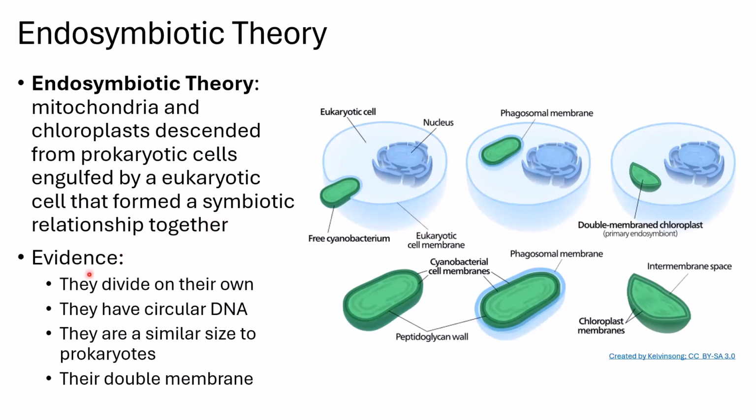Some of the evidence for this theory includes that they divide independently from the rest of the cell, have circular DNA like prokaryotes, and, if you recall from the scale of life slide in lecture 3.1, are a similar size to prokaryotes. Their double membrane may be a membrane that was formed around the original prokaryote when it was engulfed, as shown in this diagram.